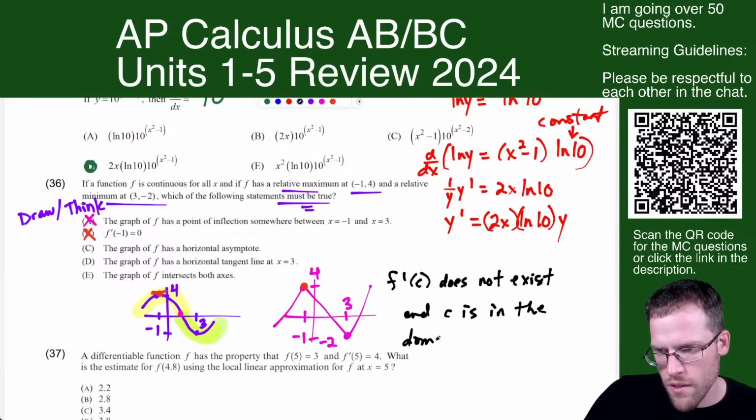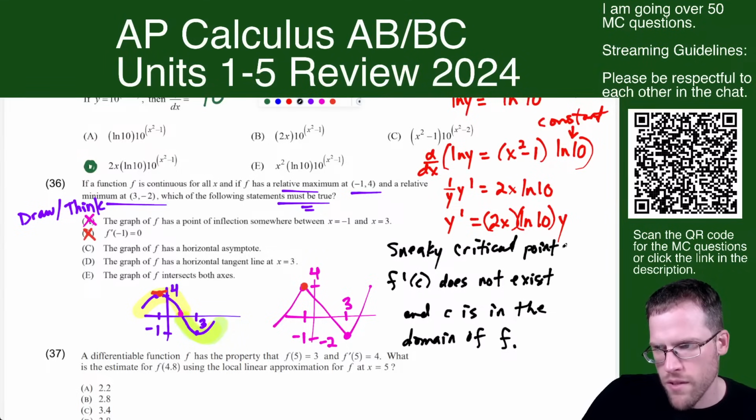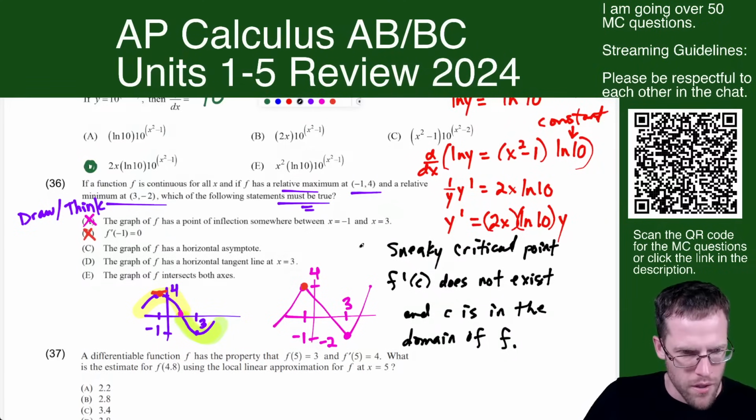Okay, so this is what I like to call the sneaky critical point. People get very tempted to just say, oh yeah, if I have a max or a min, f prime is 0. But no, this is the sneaky one.